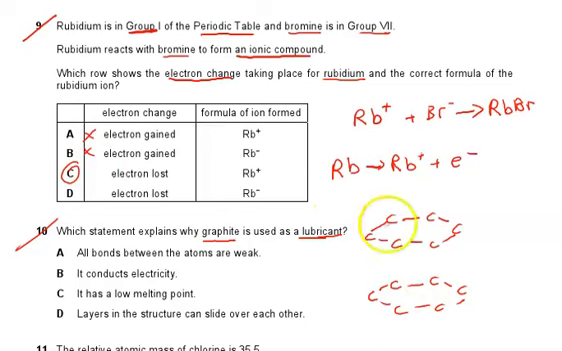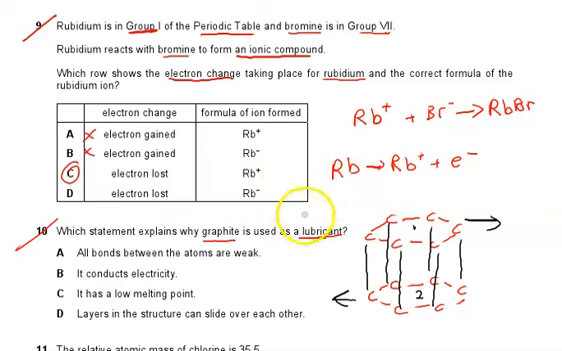We just assume it is one molecule here, molecule 1 and molecule 2, and each carbon layer is connected with very weak forces, and they can slide easily. Just like our pencil lead, the pencil is quite slippery, so it is used as a lubricant. So the best answer here will be D: the layers in the structure can slide over each other.